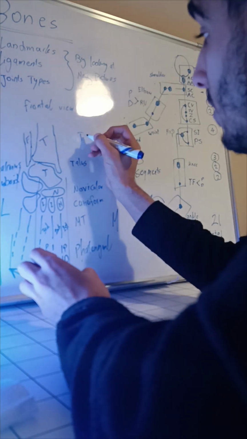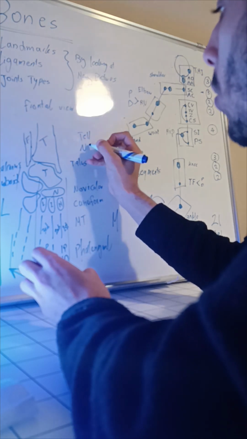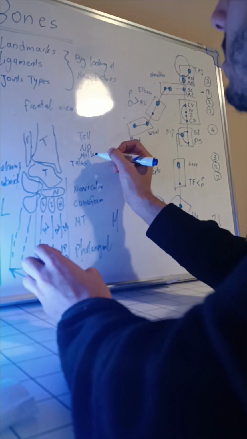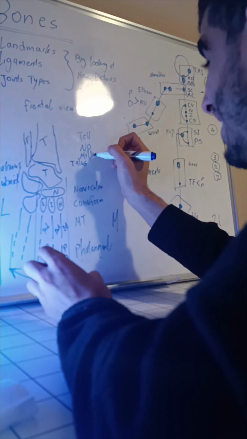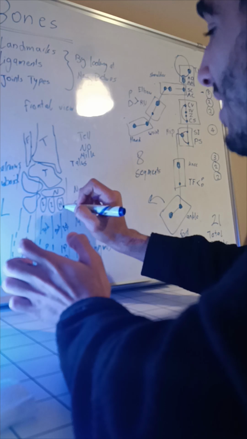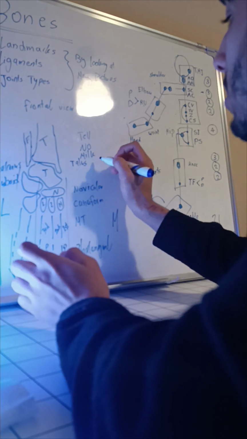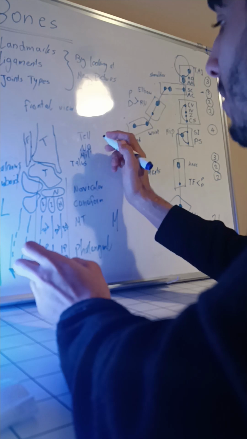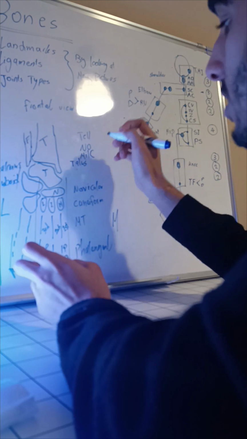Till no milk. So, till no milk. Till is for the talus, N for the navicular, and milk for the cuneiform. I know it's stupid, but milk is for the middle, intermediate, and lateral, and C for the cuneiform. So milk, just milk as the spelling.